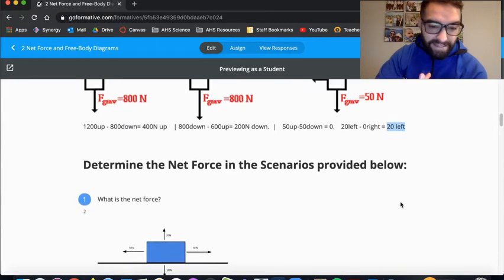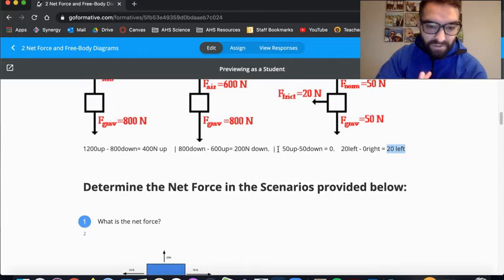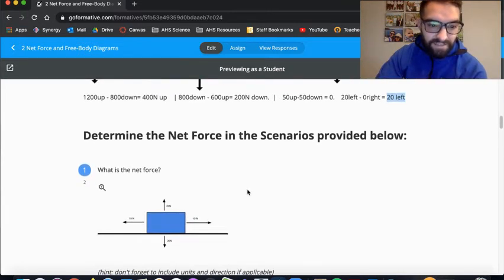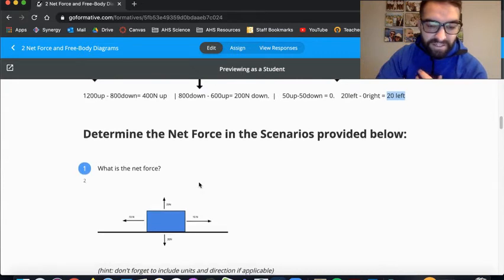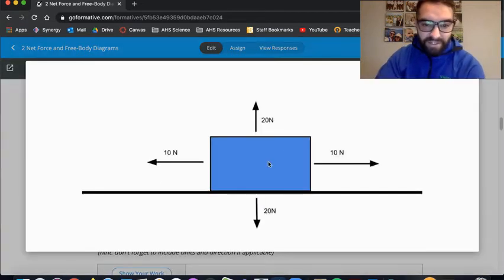So that then is a little reminder and tutorial on some of these scenarios. Determine the net force in the scenarios provided. Again, you can enhance these. If they're in the same direction, you're going to add them. If they're in opposite directions, you subtract them.